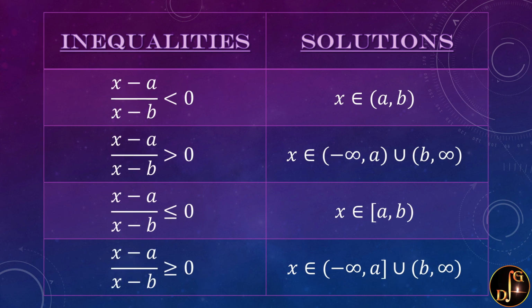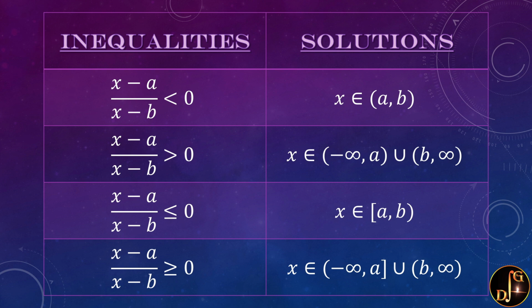Similarly, for the quotients, we had discussed the product. Now let us discuss the quotients. That is, (x minus a) divided by (x minus b) is negative. We will get the same solution as in the product case, because the product will be negative if one term is positive and another term is negative. Similarly, the quotient will also be negative if one term is positive and one term is negative. Therefore, we will get the same solution. Similarly, for the positive case, it is also the same solution.